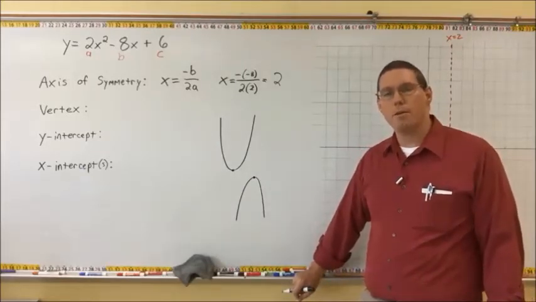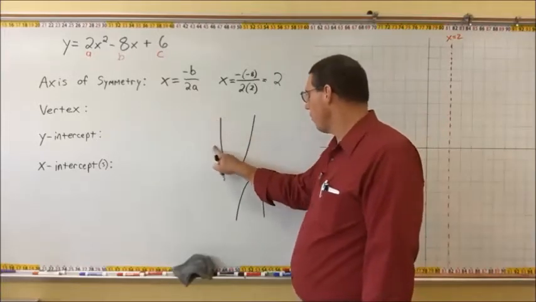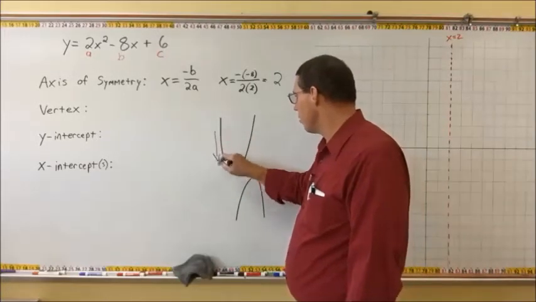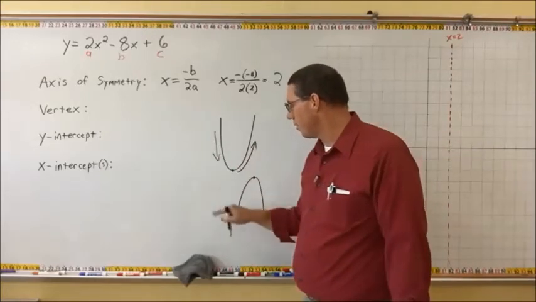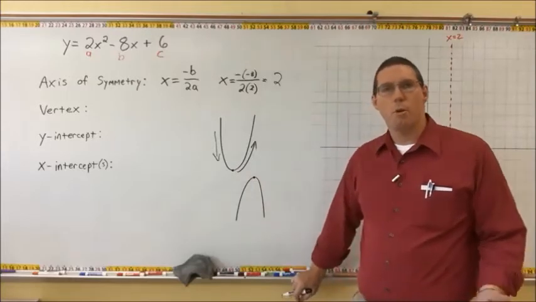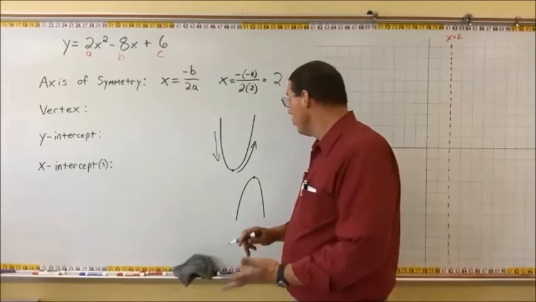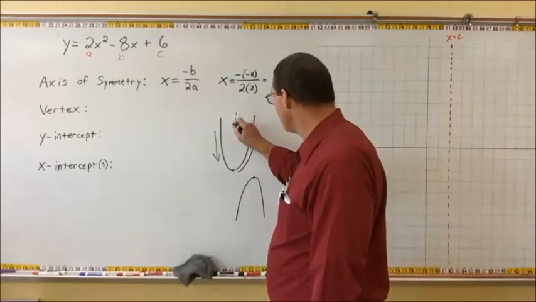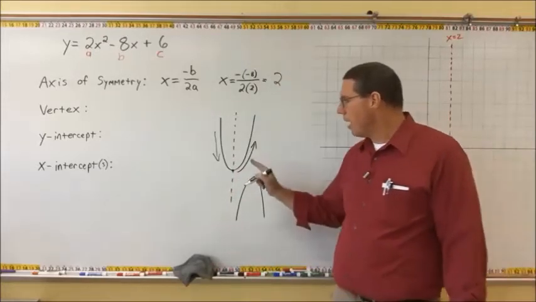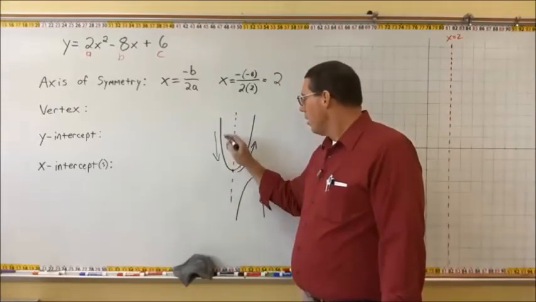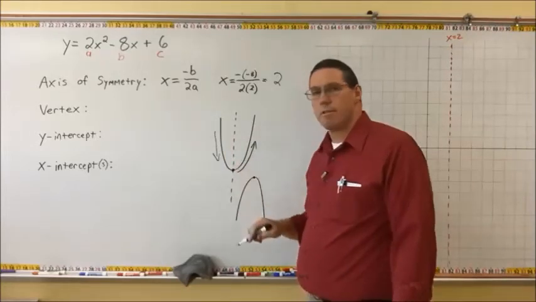Okay, it is the place where the curve changes direction. You'll notice that this curve all the way up to the vertex is going down, but after the vertex, it's now going up, okay? So the vertex is the place where the quadratic changes direction, okay? And you'll note that the vertex is actually along the axis of symmetry. It is the place where the quadratic function crosses over the axis of symmetry.